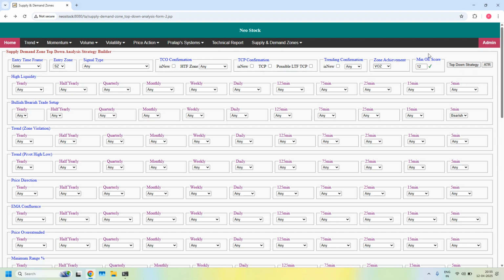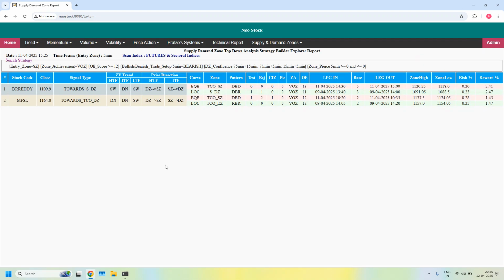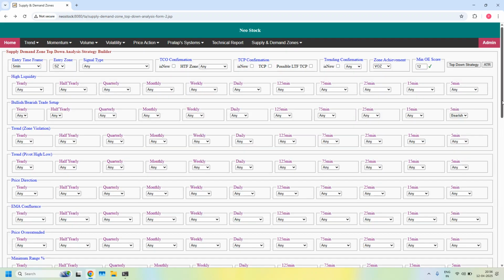The same 3 filters: peers to count, zone achievement, and minimum odd enhancer score. Now this time they are applied to 5 minute supply zone. Based on that, let us filter. We got only 2 stocks. Let us check out of these 2, any of them are having ITF supply zone confluence. That is 5 minutes and 15 minutes supply zone confluence.